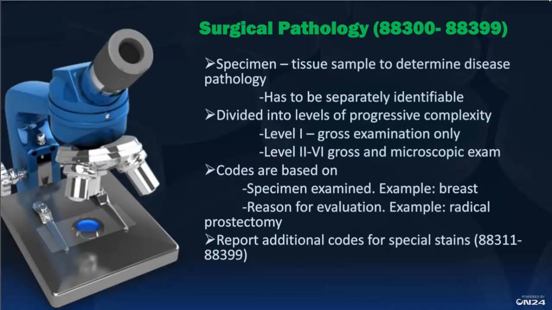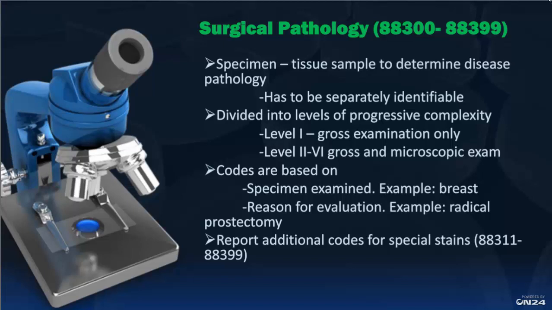Surgical pathology codes 88300 to 88399. The specimen is collected during surgery. It has to be separated out and identifiable. It's divided into 2 levels of progressive complexity. You have your level 1, which is your gross examination only. You have your level 2 to level 6, which is gross and microscopic exam.